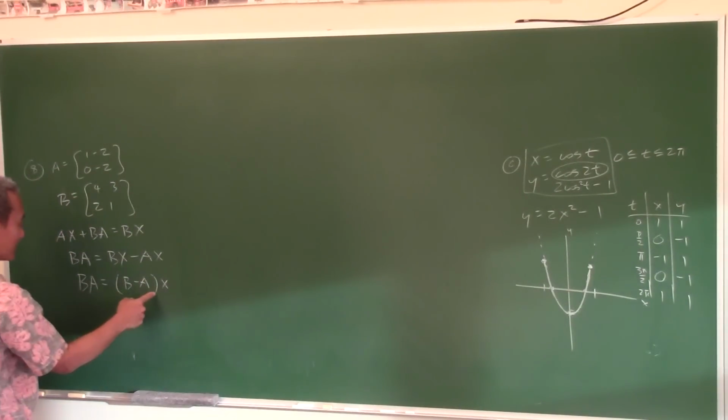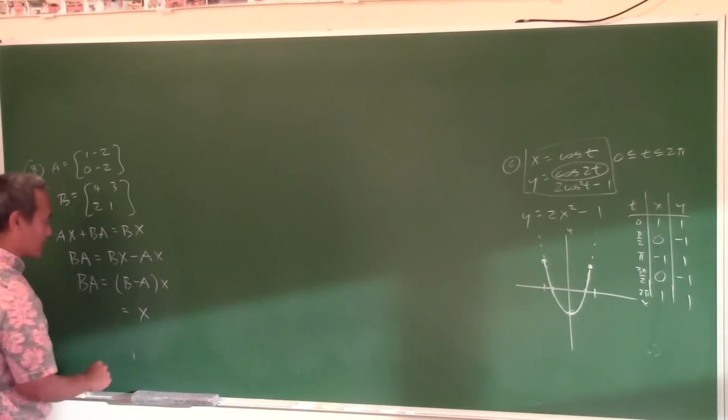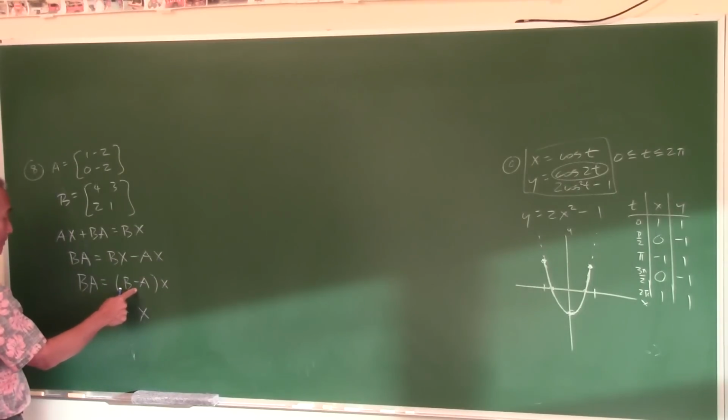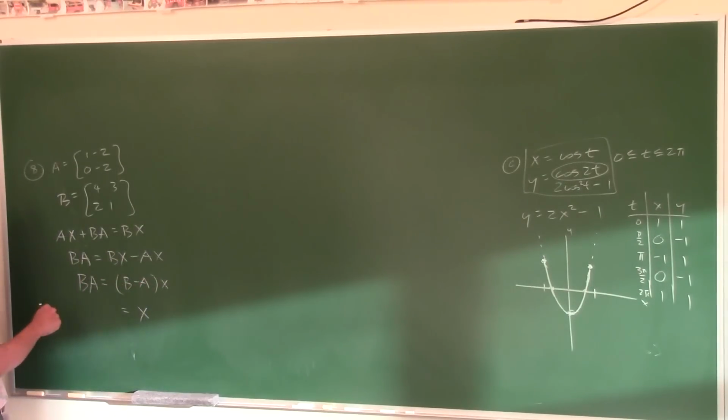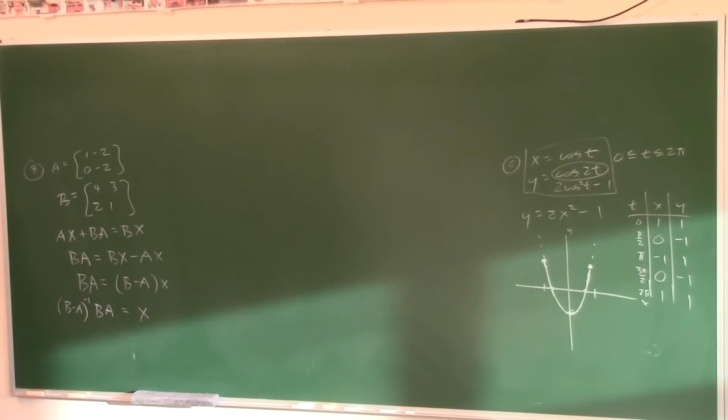And how do you get rid of this here? Divide both sides by B minus A? Don't be ridiculous, because there's no such thing as division in matrices. So you have to multiply by its inverse. But since it's on the left, you got to multiply it on the left. So multiply both sides by B minus A inverse on the left. And there, that's how you solve for X. The commutative property of multiplication does not hold. So all you got to do is find the inverse of B minus A.